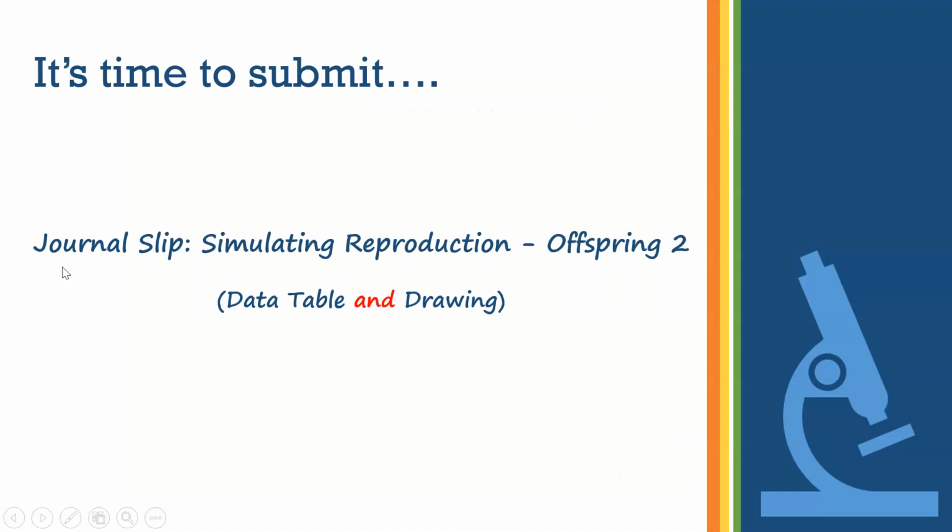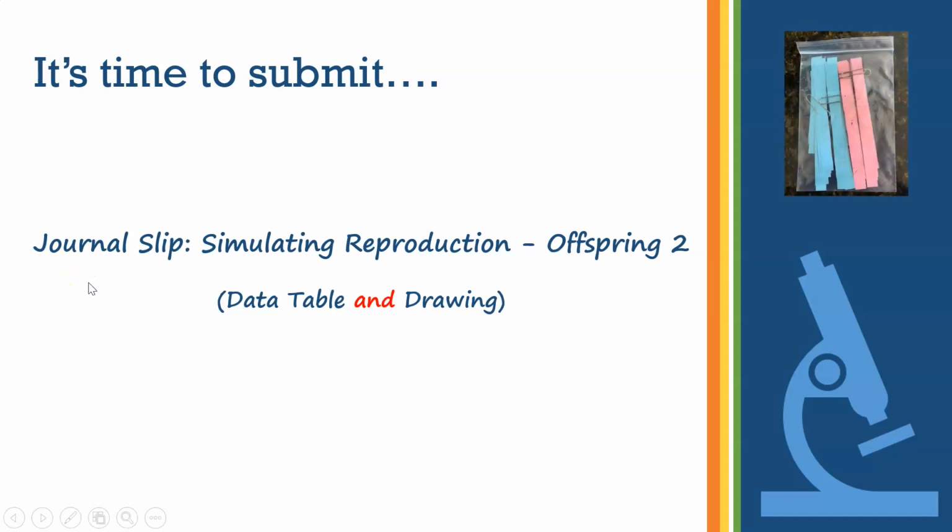Now, just like in the previous lesson, I want you to submit your journal slip. This is because I want to see your data and the drawing of offspring number 2. If you did your drawing on a separate piece of paper, then just upload a photo of that drawing to Schoology. Oh, and don't forget to put your chromosomes away neatly again using the paper clips because we're going to need them to simulate one last offspring.